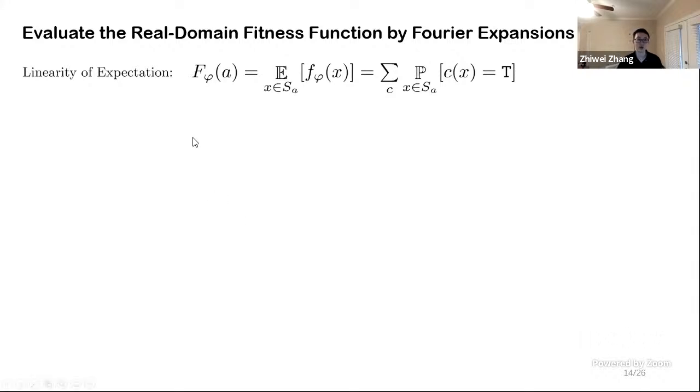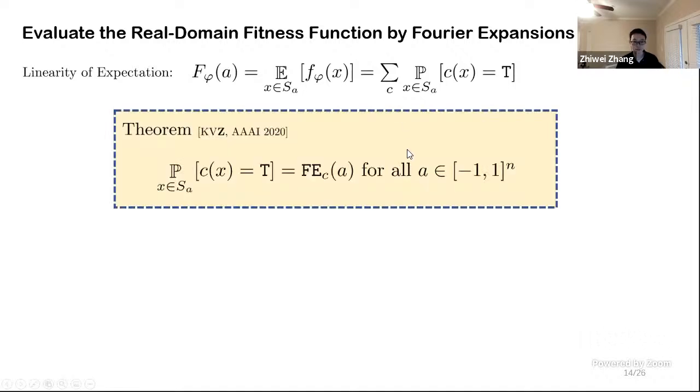Recall that we define our real domain fitness function by the expectation. So by the linearity of expectation, we can expand this representation to the sum of the probability that each constraint is true under the space defined by A, the real vector. One of the contributions we made is that this probability can be computed exactly by evaluating the Fourier expansion if we just use the same real vector A on both sides of the equation.